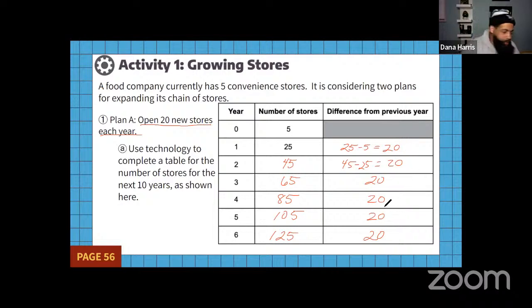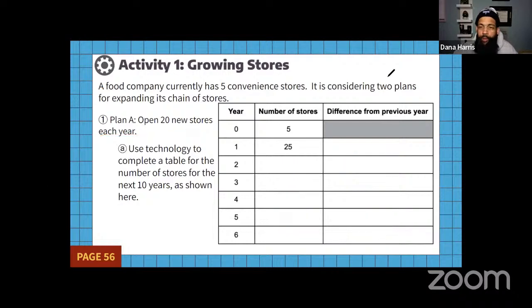So if it's increasing by 20 each year, we want to think about how that is changing. Remember, we've been talking about linear growth compared to exponential growth. When we go to the next slide, let's look at some questions about this.